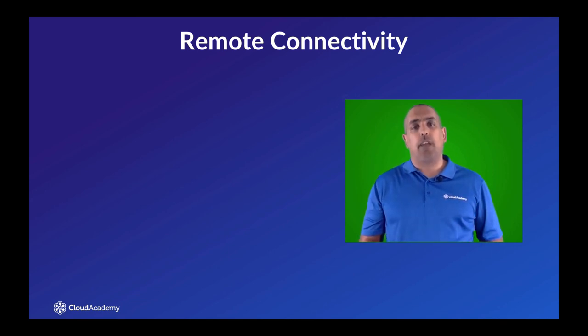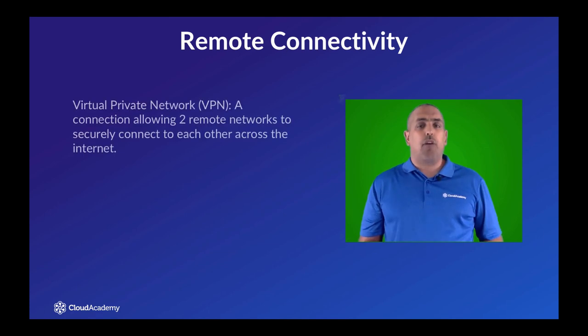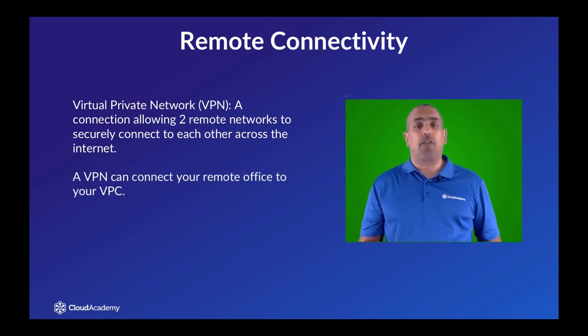Following security, I began looking at connectivity options for your VPC to connect to remote locations, and this is when I discussed VPN connectivity. Now, a virtual private network or VPN connection allows two networks to securely connect to each other across the internet. You could use a VPN connection to allow your remote office or data center to connect to your VPC, allowing traffic to move between both networks.